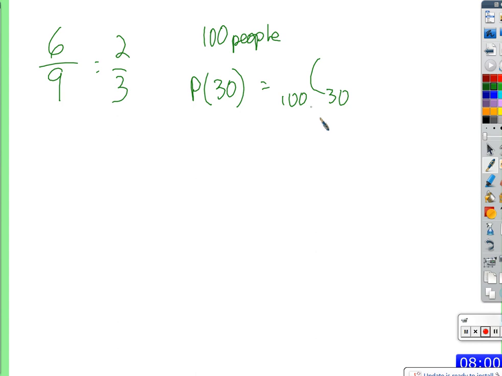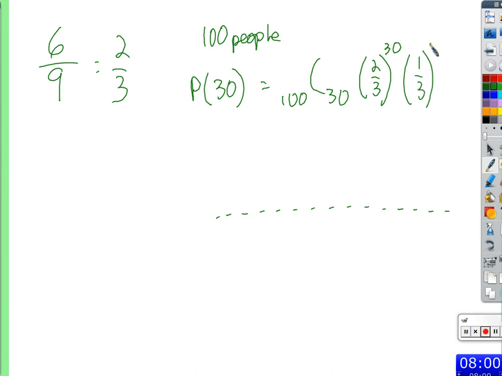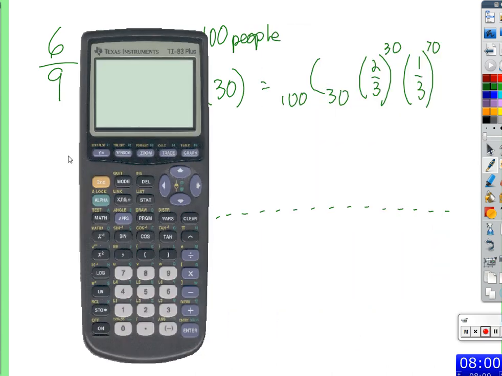And then 2/3 raised to the 30th power. That's right, because if I put down 30 positions for the people who say yes, that's 30 of those 2/3 probabilities. And then the rest say no, so 1/3 raised to the 70th power. Now keep in mind this is an exact amount: exactly 30, not 30 or more, not between 30 and 50, but exactly 30. So we'll see how it turns out together.